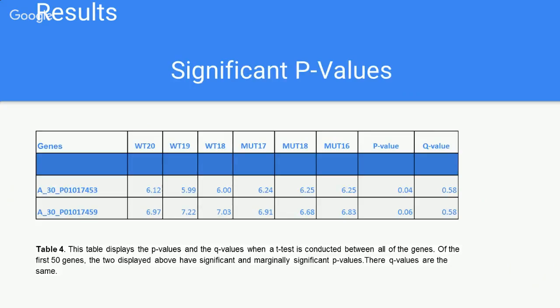So here are the significant p-values. In order to calculate this, we were analyzing the p-values from the first 50 genes in our data set. And so we only found 2 genes here that had any sort of significant p-values. And so this again shows that not very many of the p-values were significant, but this is only 50 out of like 15,000 different genes that were analyzed.